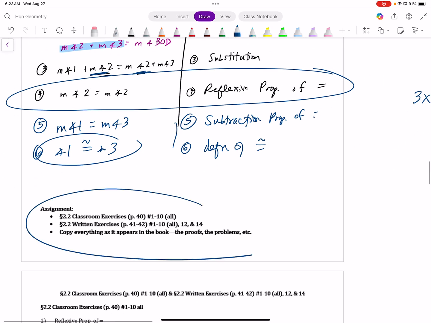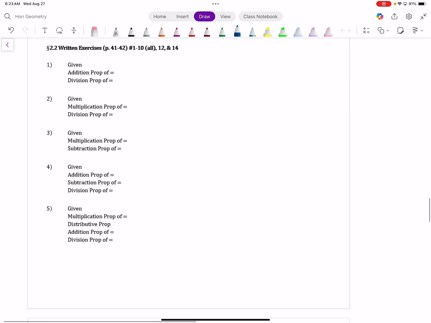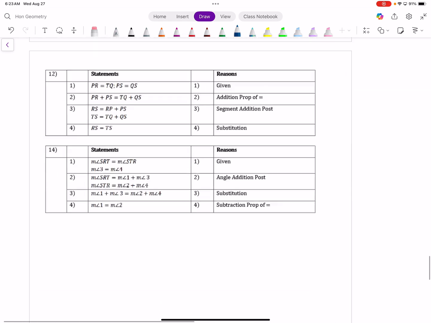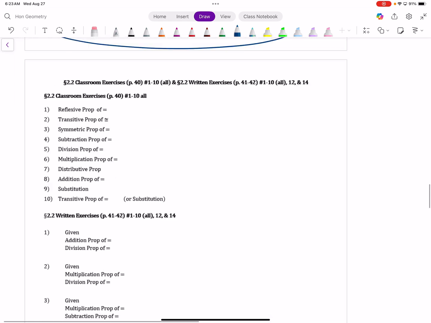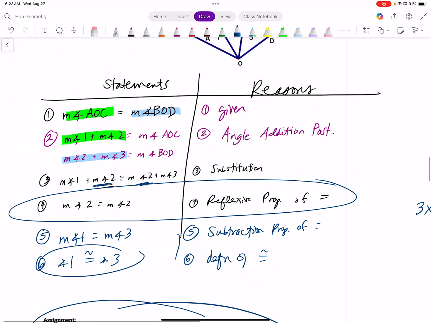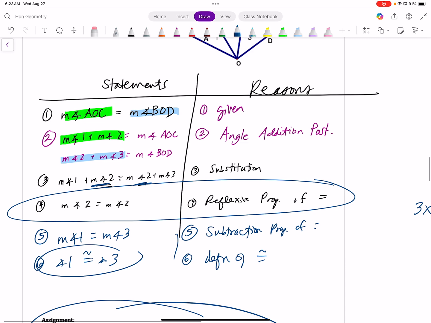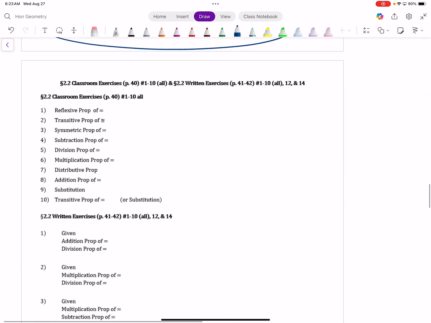You're going to do these problems. So notice there's classroom exercises and written exercises. I've got all the answers right here. Okay. And I also have the solutions on Schoology. So if you want to look and see how I worked them out, go over there and look at that part too.